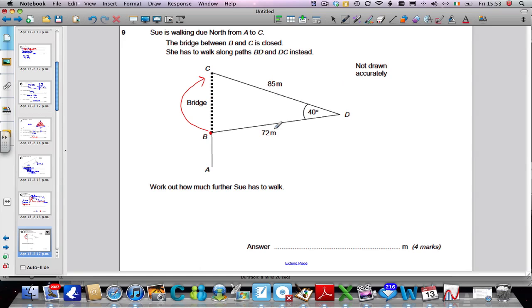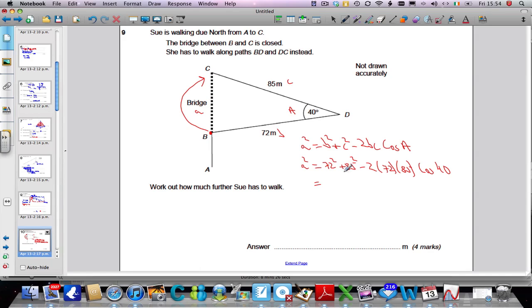Now I see 2 sides, an angle in between, and I'm looking for an opposite side, so I'm thinking straight away the cosine rule. So if I label the bridge small a, that can be big A, this will be B and C. And the cosine rule says that a squared equals b squared plus c squared minus 2bc cosine of A. So a squared is going to be equal to, doesn't matter which one, b squared is 72, so 72 squared plus 85 squared minus 2 times 72 times 85 times the cosine of 40.